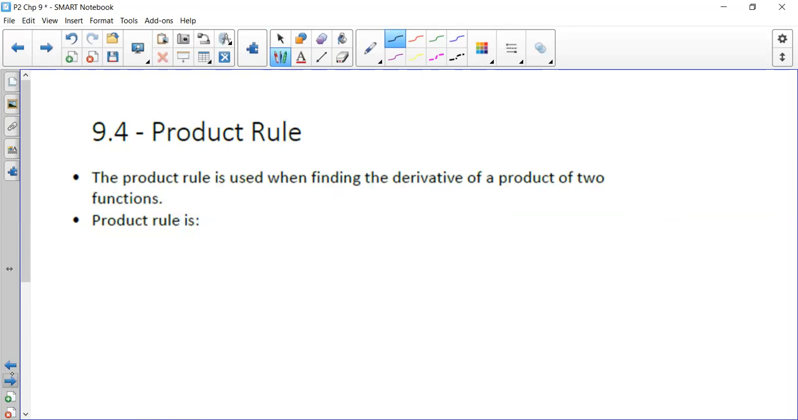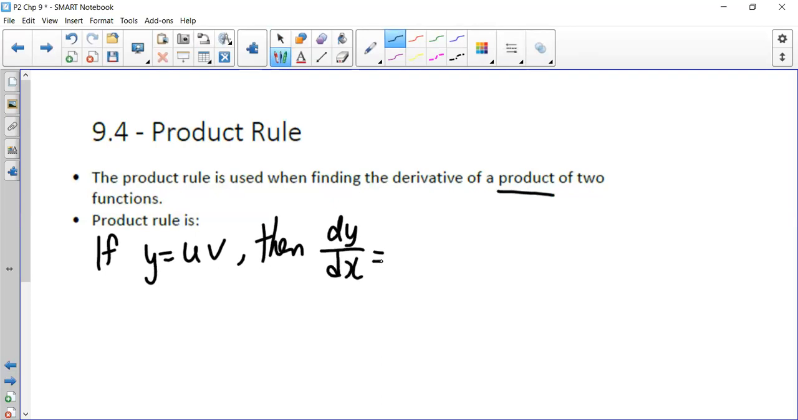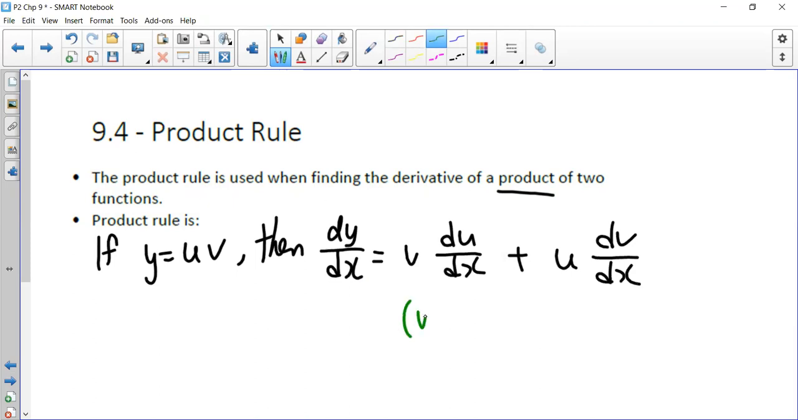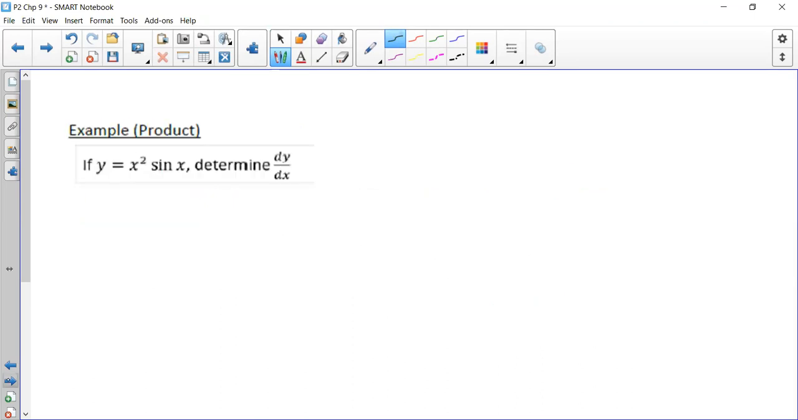Now, doing the product rule. The product rule is used when finding the derivative of a product. A product means when you multiply two functions together. So the product rule is: if y equals uv, two functions of x, then dy by dx equals v du by dx plus u dv by dx. When we usually say the product rule, I just call it v du plus u dv. That's how I usually say it. We'll have a look at an example of how we can use it.